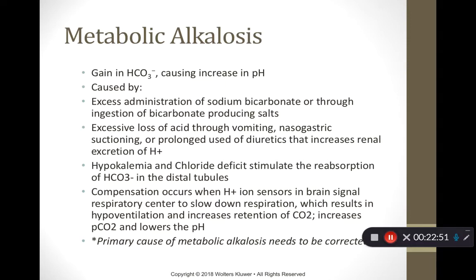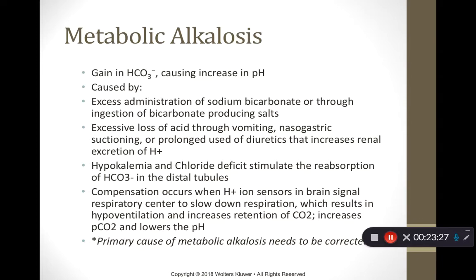The next condition is the metabolic alkalosis. Metabolic alkalosis, it'll be an increase in the pH. However, it has to do with the metabolic component, which are the kidneys. So in here, there is a gain in bicarbonate that causes an increase in pH in the system. It can be caused by excess administration of sodium bicarbonate or through the ingestion of bicarbonate-producing salts. Excessive loss of acid through vomiting, nasogastric suctioning, or prolonged use of diuretics that also increases renal excretion of hydrogen ions can also cause metabolic alkalosis.